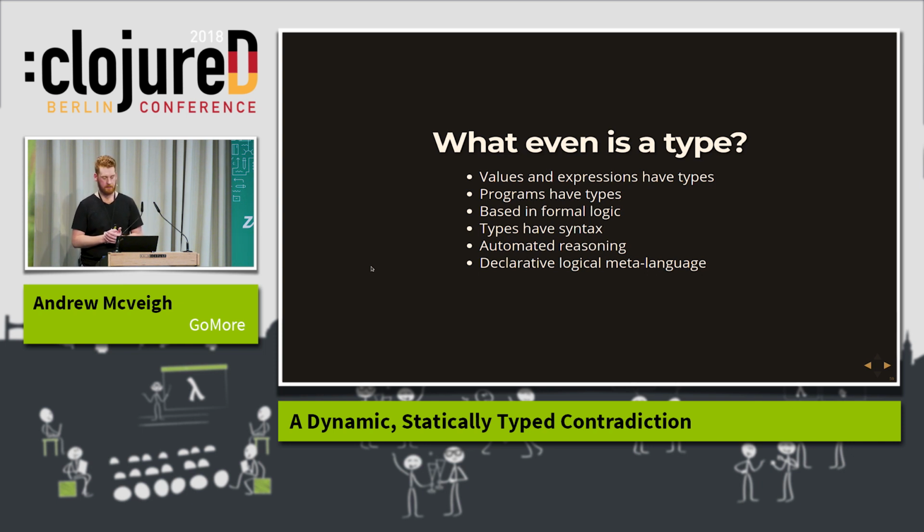Programs have types. Types themselves are based in formal logic. They have a syntax to describe them. There's kind of an interpreter that reasons about your code. And they work at the unevaluated syntax level. They describe properties of your programs. There's this kind of declarative logical meta-language that ensures your program is consistent with the properties that you describe.